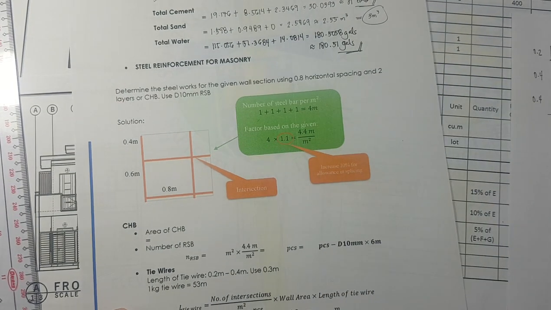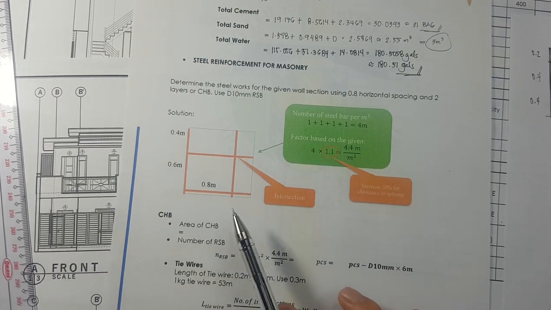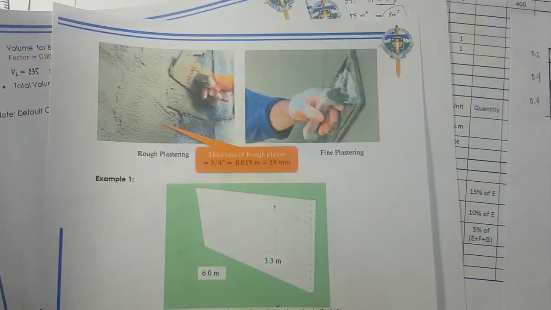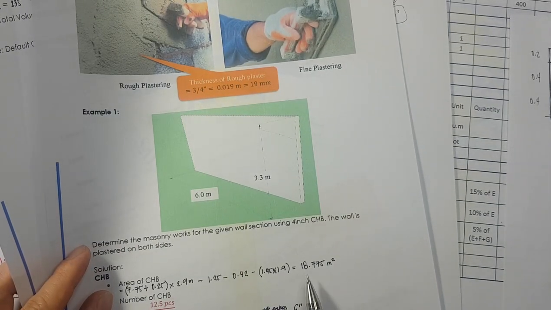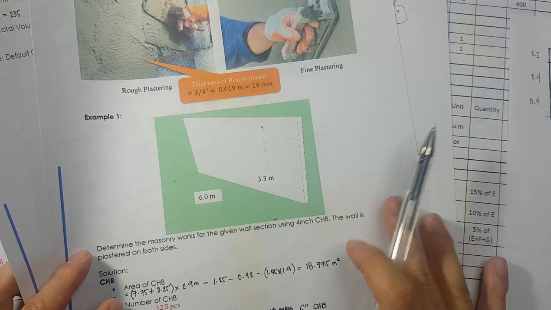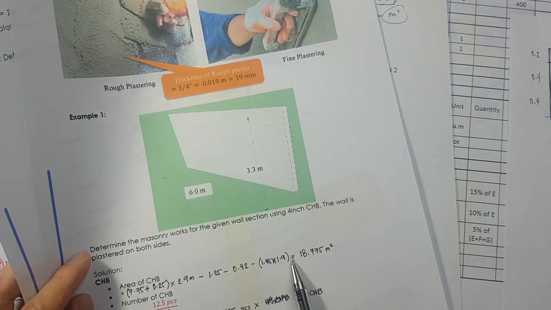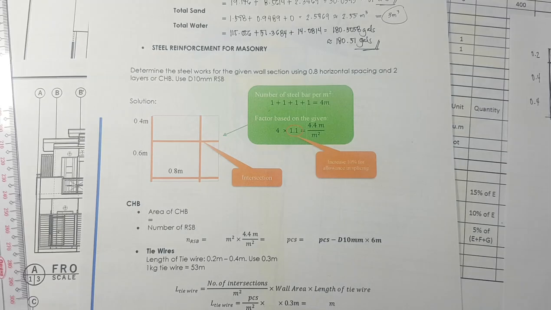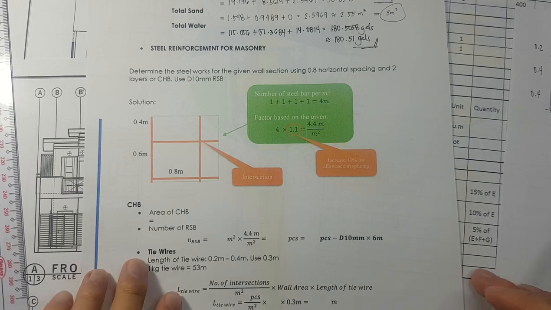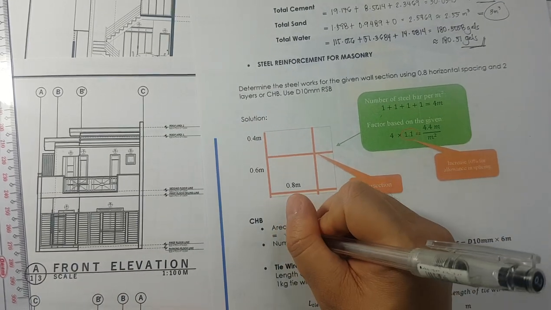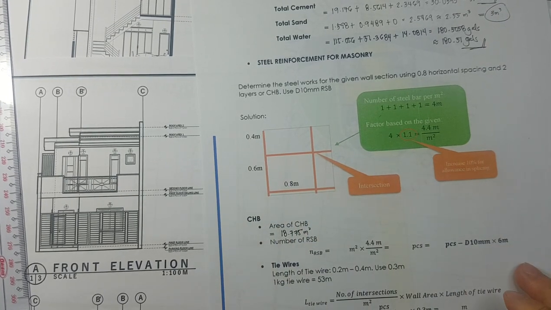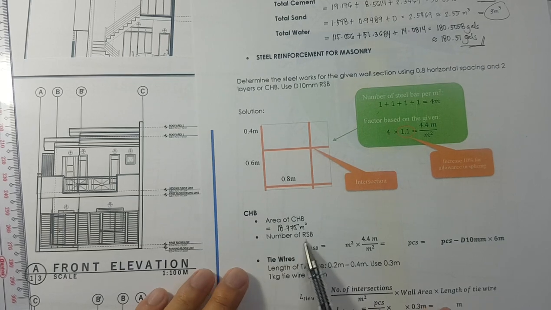So, next would be the area of the CHB. So, babalikan natin yung na-compute natin kanina. Yung nakuha nating area is 18.775. Okay? Kasi, hindi to two sides, ha? Take note, iisa lang yan, CHB wall ang pinag-uusapan natin. It is not the face of the CHB wall. So, ang area natin is 18.775. So, dito, number of CHB, it is 18.775 square meters.